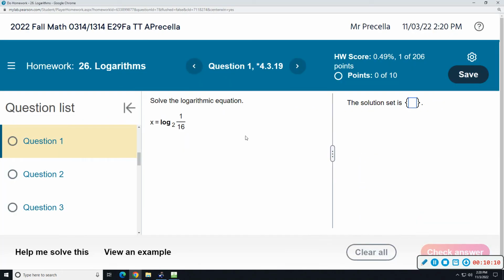This is sort of exciting, Tony, because I really take a different approach to introducing this. It says solve this logarithmic equation. x equals log base 2 of 1 over 16.